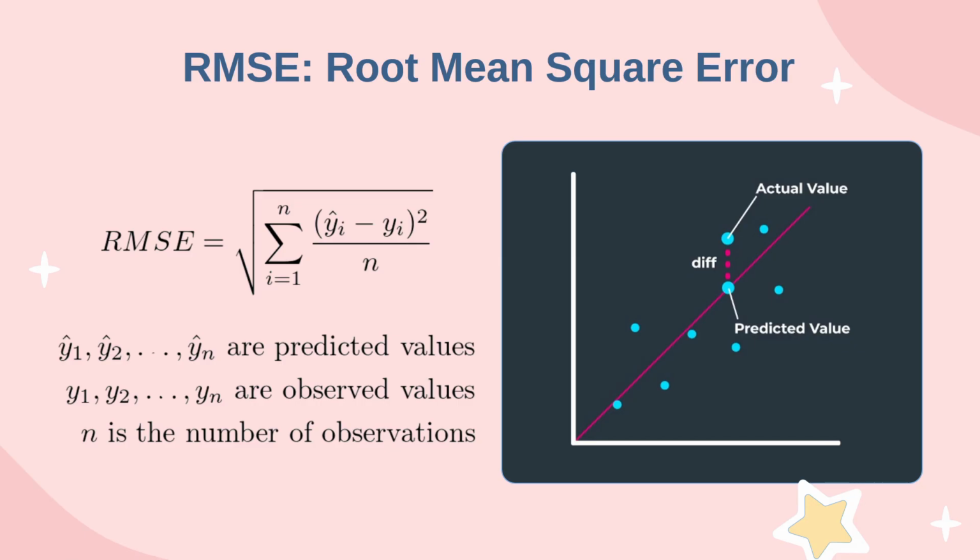Now, let's go to the root mean square error. The root mean square error is a commonly used metric to measure the difference between the predicted value and the actual value in the regression model. A smaller root mean square error means you are close to the actual value, and this is a good thing because your predictions are very close to reality.